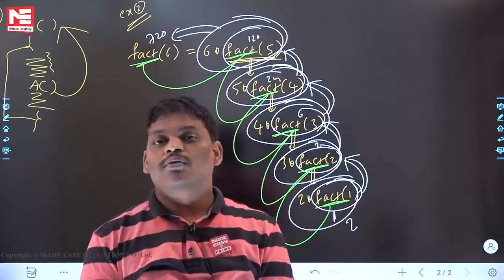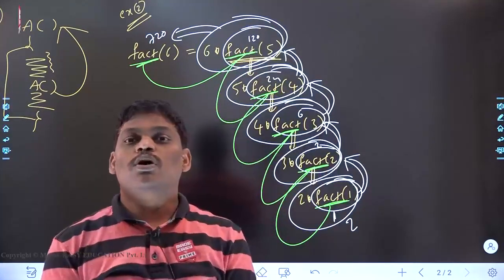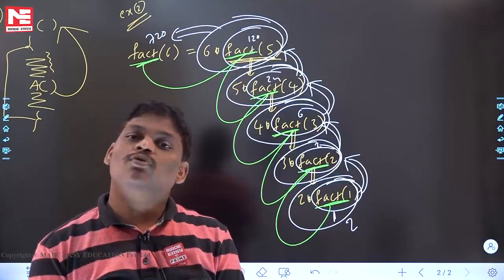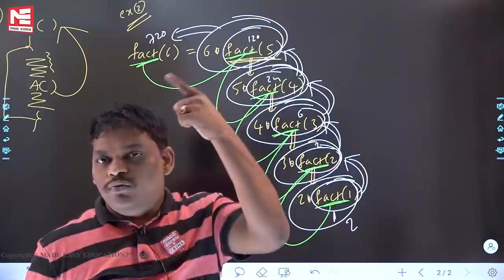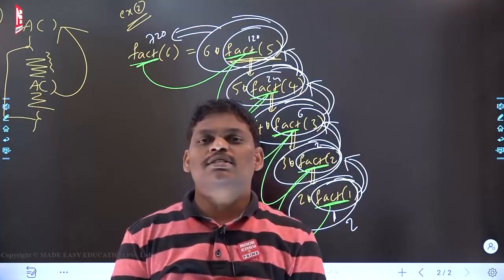Whatever order you called, in the reverse order you are executing. In the reverse order they will be done. Who called first? Factorial of 6. Who completed last? Factorial of 6. Whoever called first, he will complete last. I think everyone knows, this is called the stack property.